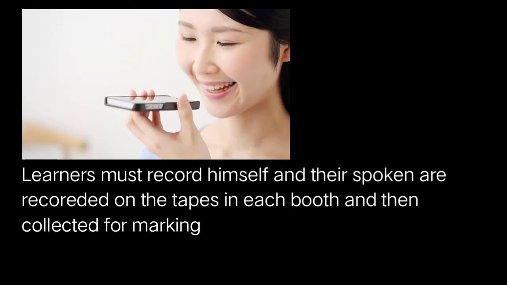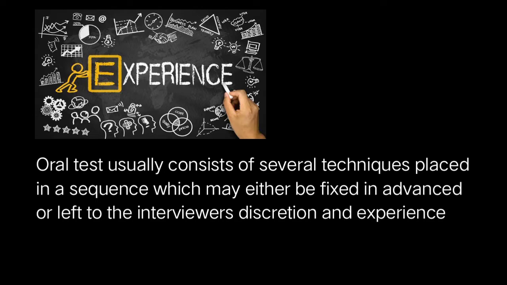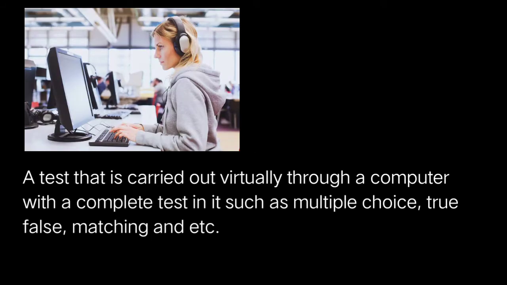6. Recording oral test. The learner must record himself, and their speech is recorded on tapes in the booth and then collected for marking. 7. Sequencing test. An oral test usually consists of several techniques placed in a sequence, which may either be fixed in advance or left to the interviewer's discretion and experience. And the last, computer language test, a test that is carried out virtually through a computer, with a complete test in it, such as multiple choice, true false, matching, and etc.